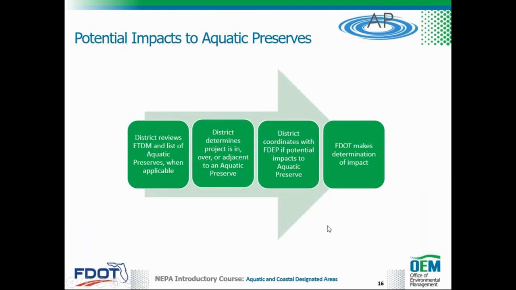As was discussed in the first lesson, the district reviews information in the Programming Screen Summary Report, or GIS data layers, in the EST. Then the district uses this information to determine if the project is in, over, or adjacent to an aquatic preserve and whether there are any potential impacts. For example, if there is in-water work or issues with sovereign submerged lands, or if there are potential impacts, coordination with FDEP is required. Based on the results of this review and coordination with FDEP, the district then makes a determination of impact to aquatic preserves.